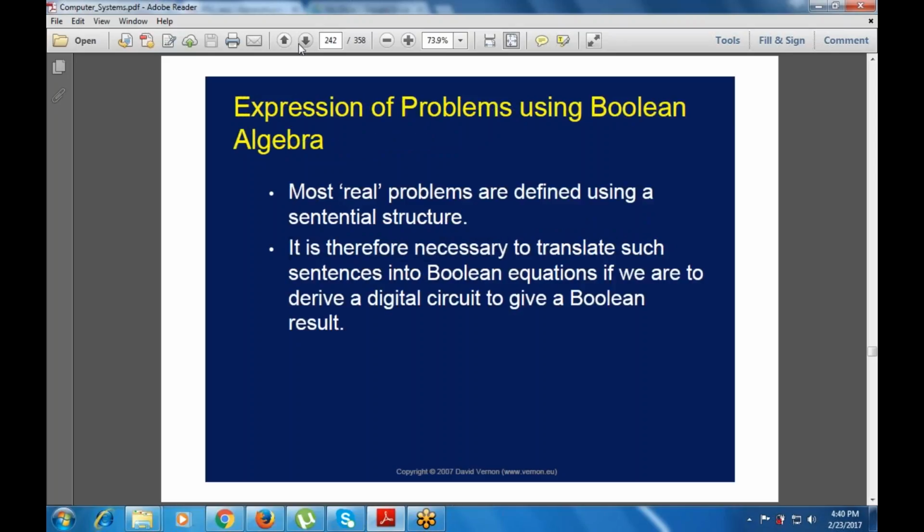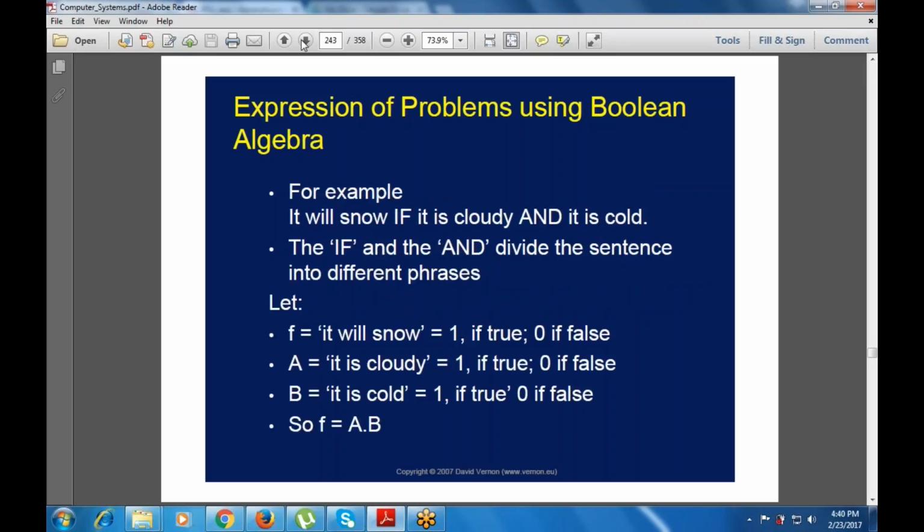Then the expression of a problem that is solved using Boolean algebra. Most real problems are defined using a sequential or sentential structure, so it is necessary to translate such sentences into Boolean equations if we are to derive a digital circuit that gives a Boolean result. Then these are the examples. If it will snow, equals 1. If true, false. Cloudy, 1, false. True or cold, 1, false. Then A or B.